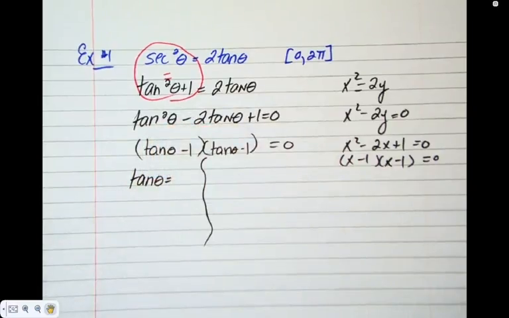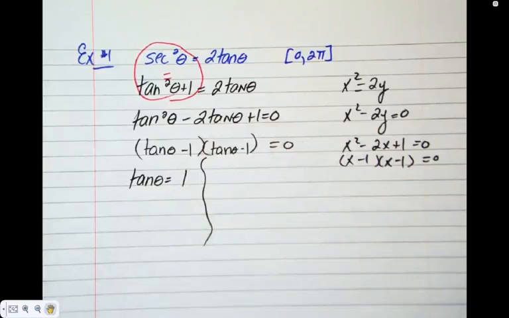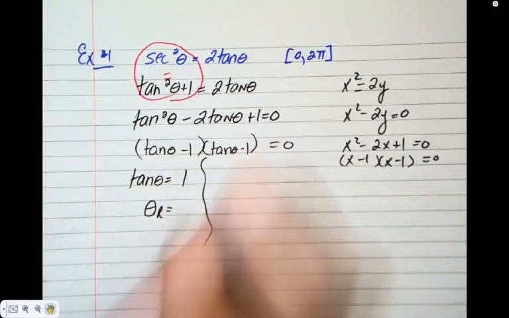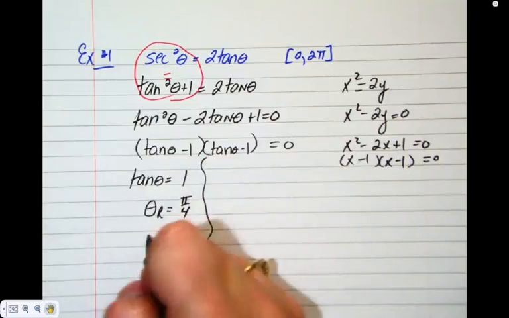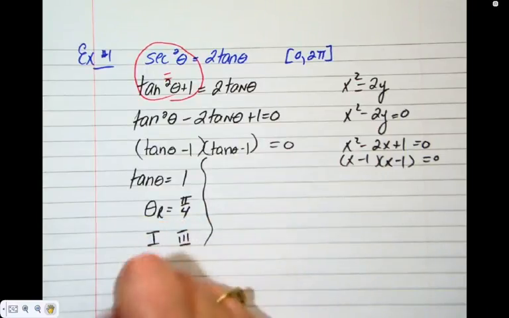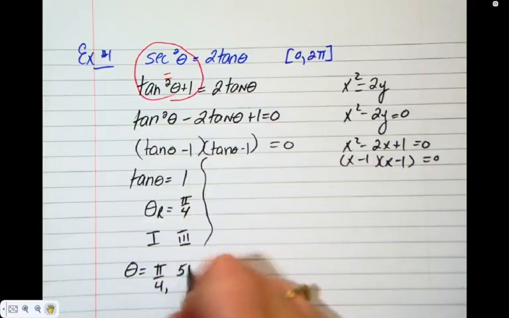So on the left, tan theta equals... theta, quadrants... theta... pi on 4 and 5 pi on 4. You have to memorize your unit circle and you need to know the tan values.